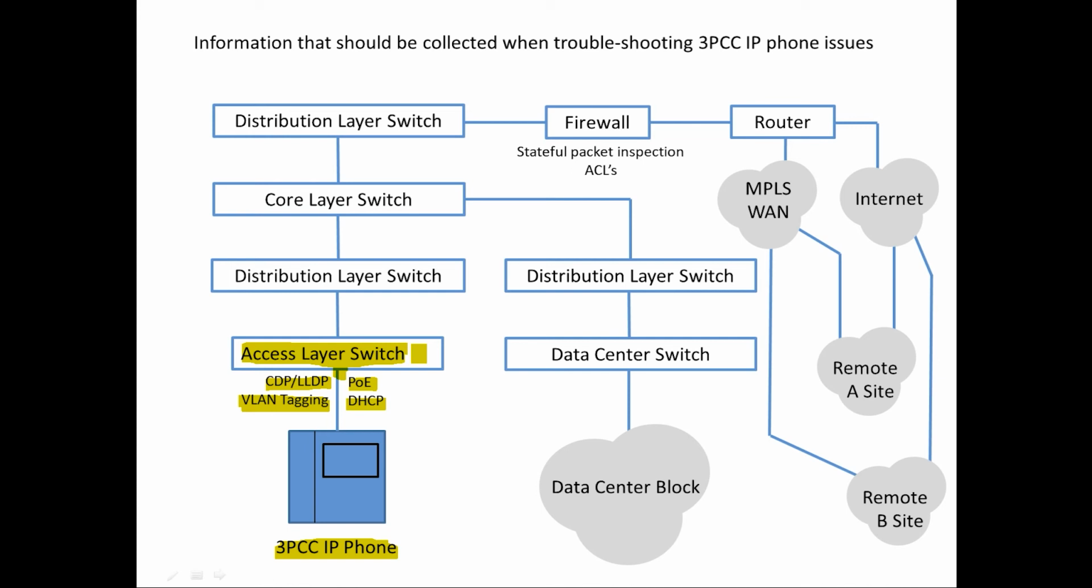If it's an unmanaged switch, then that switch does not have any concept of VLANs or CDP or LLDP. It obviously would have PoE if the phone is using the switch for PoE, and then DHCP would not be provided by the switch, but it will be provided either by, in this case, a distribution layer switch, or it could also be in a data center block, depending on the network architecture, as far as a more distributed DHCP type of architecture or a more centralized architecture.